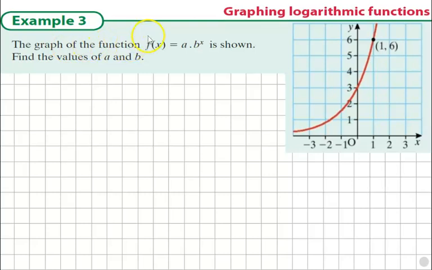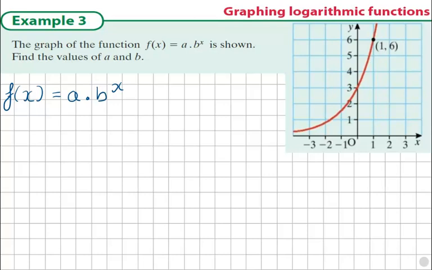The graph of the function f of x equals a times b to the power of x is shown. Find the values of a and b. So here is our red curve. Notice that it crosses the y-axis at 3, so 0, 3. It has a point 1, 6, and the x-axis is an asymptote. So the red curve is getting closer and closer and closer to the x-axis, but it will never actually touch the x-axis.